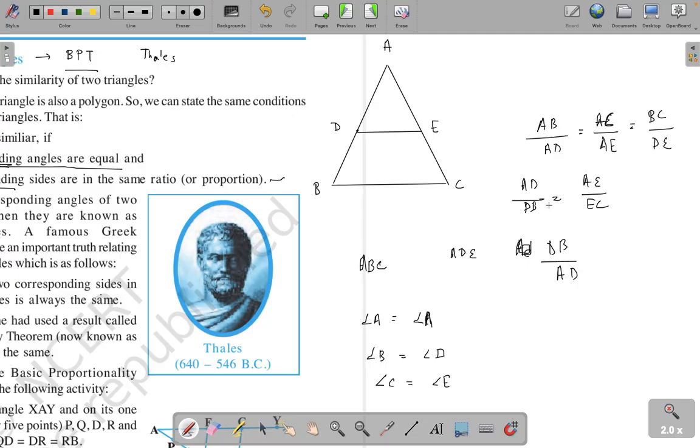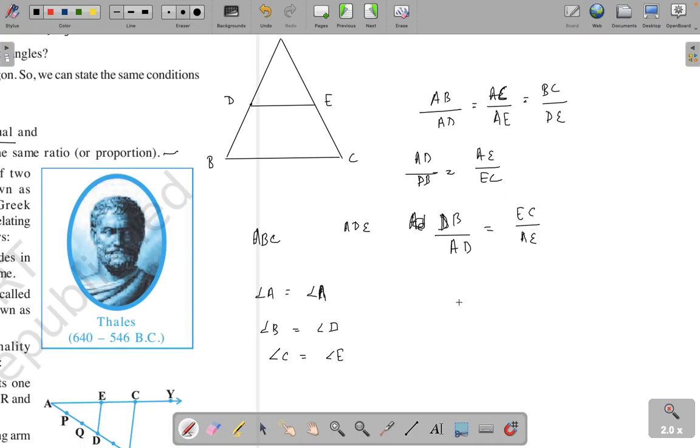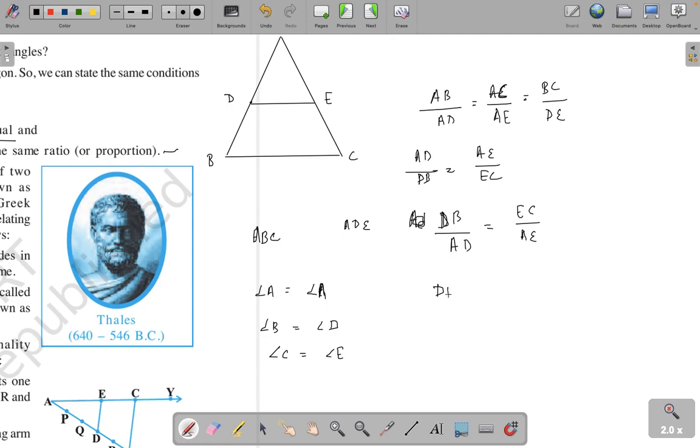Or let me see, is there any need to do that? You already have AD, so yes, we should do that. So DB upon AD is equal to EC upon AE, right? So we have just taken the reciprocal. Now add 1 to both sides, so I'll get DB upon AD plus 1. Will it make any difference if you add 1 to both sides? No, right?